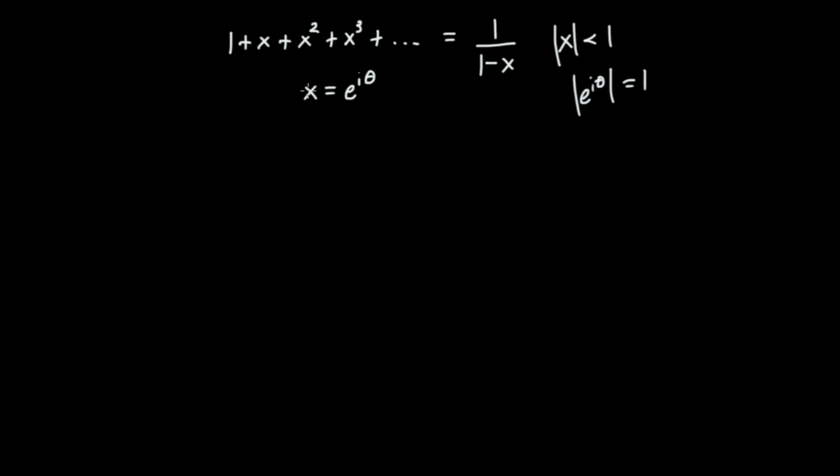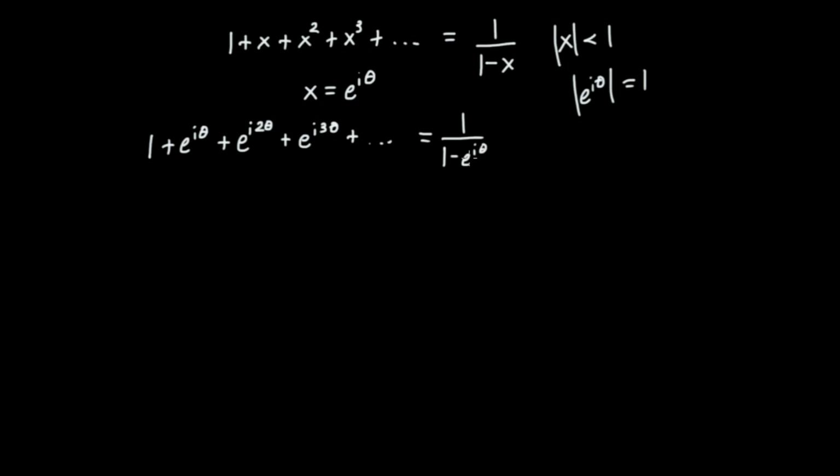So what we're going to do is stick in e to the i theta every time we see an x there. So making that substitution, I get 1 plus e to the i theta plus e to the i times 2 theta plus e to the i times 3 theta, and so on. When you square that number, like the 2 or the 3, just goes right up into the exponent, so it's quite simple. And that's equal to, on the right side, 1 over 1 minus e to the i theta.